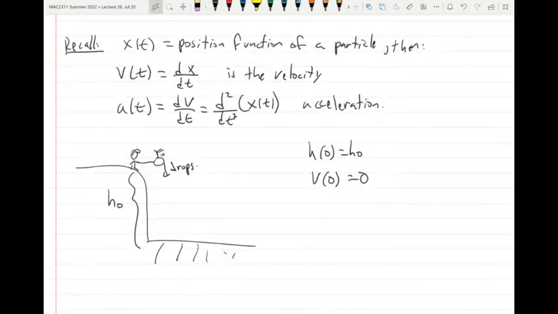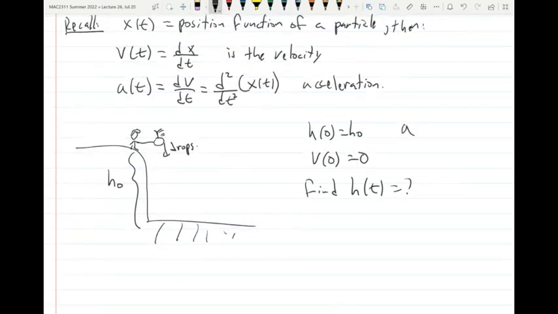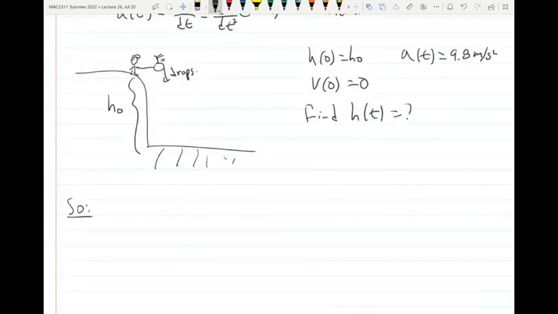Okay, so with this information, let's get the height formula. So find h of t. Let's find a formula for this. Well, we know that acceleration due to gravity is a constant. In this case, it's going to be 9.8 meters per second squared. If you use feet per second squared, I think it's 32. Anyways, I'm going to use meters per second squared. So the acceleration is due to gravity. We call it g, but I'm just going to write a is 9.8 meters per second squared.